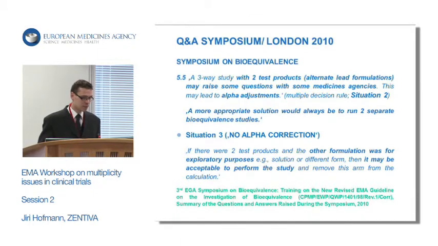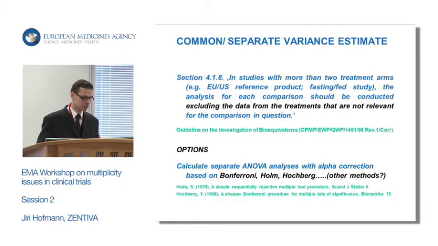However, still the agencies somehow feel that it's more appropriate to run 2 separate studies, which I don't think is needed. Next slide, please. And this is the guideline requirement that says that in studies with more than 2 treatment arms, we need to run separate analyses. So we need to exclude the data from the treatments that are not relevant for the comparison in question. That practically means that we have to calculate separate ANOVA analyses and apply the correction for each of the analyses.